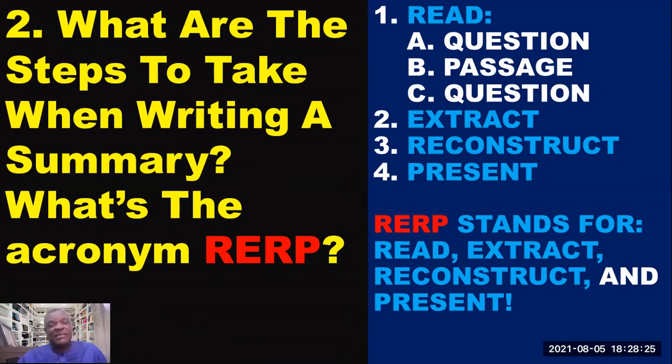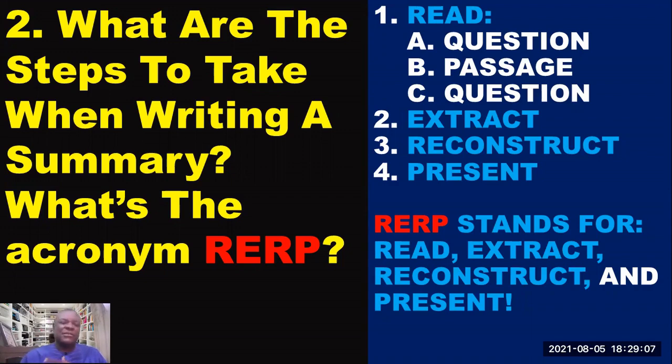It has been tried, it has been tested, it has been proven to be effective. And when you understand it and apply it, it will help you to simplify the summary writing process. Then B is to read the passage. So the first thing you read is the question, the second thing you read is the passage, and the third thing, which is C, is the question. You go back to the question. So A is read the question, B is read the passage at least twice, and then C is go back to the question and read it again.